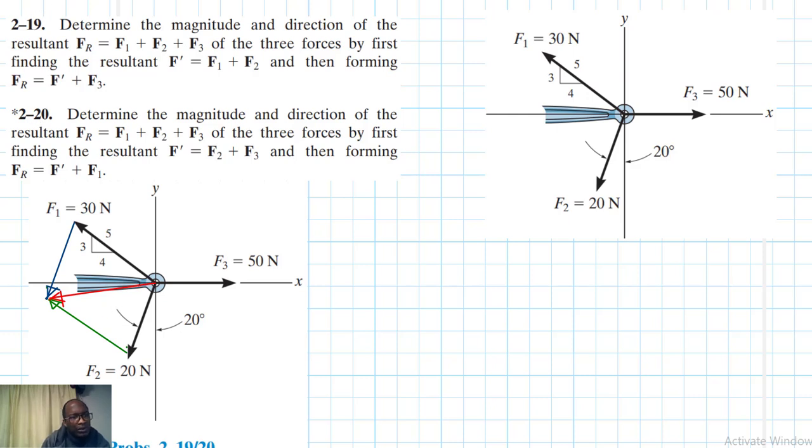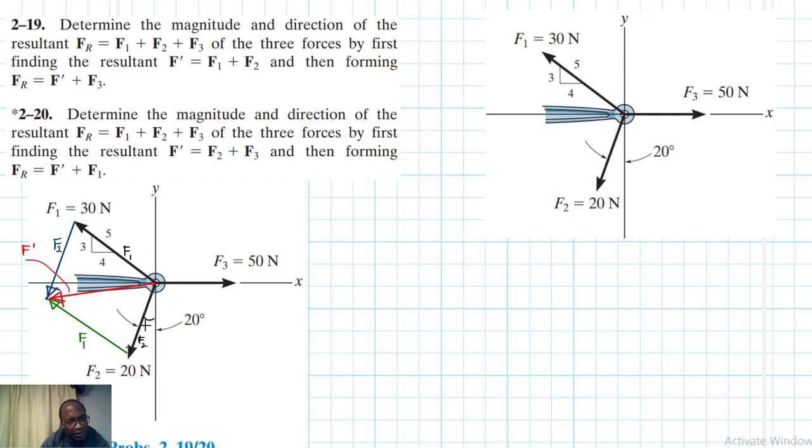So there we go. Let's label them quickly. So this is FR. This is F prime, sorry. This is F2. This is F3, I mean F1. F1, this is F2. Great. So here let's add some more details.